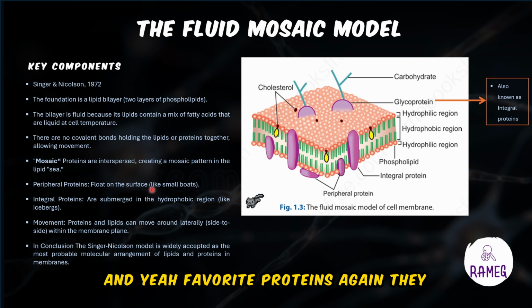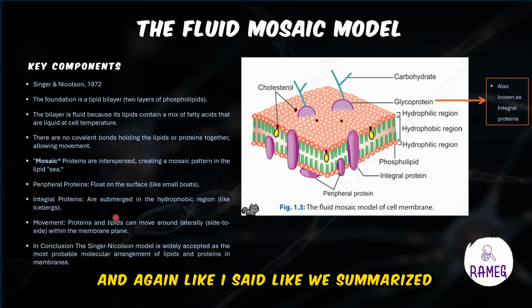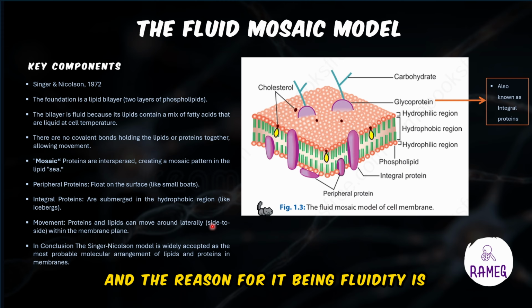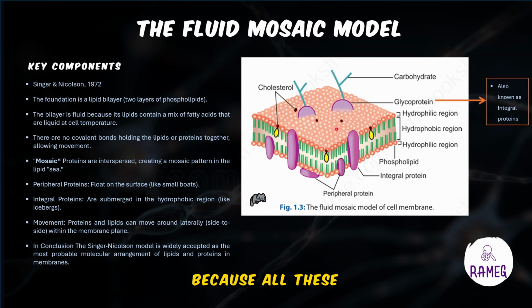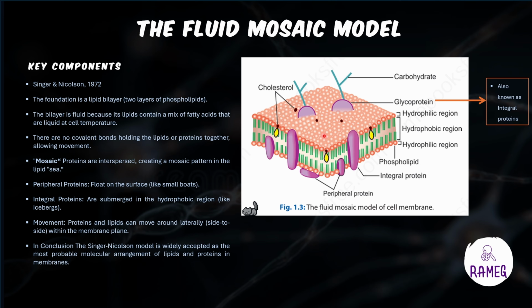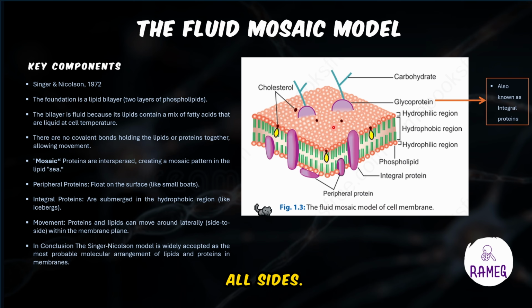Peripheral proteins, again, float on the surface of the cell membrane. And again, like we summarized before, integral proteins are submerged within the membrane. The reason for it being fluid is because all these proteins can freely move around within the membrane plane. Since they are not fixed with covalent bonds, they can just freely move to all sides. That's basically the main concept behind this.